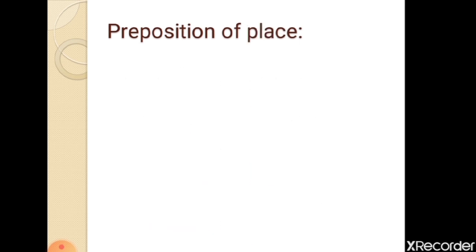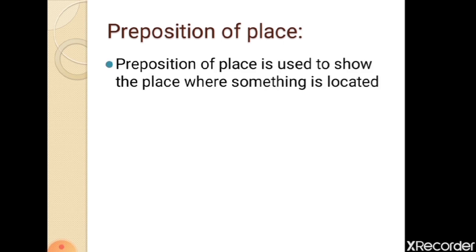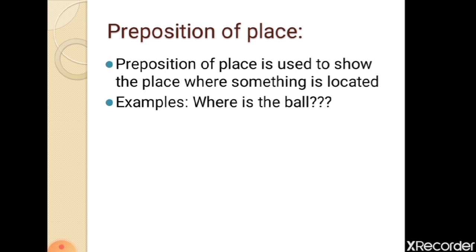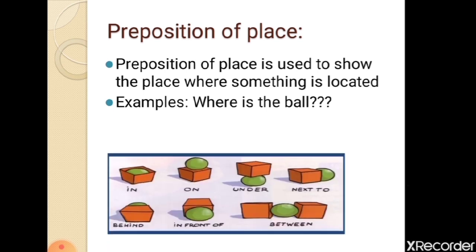Next one is a preposition of place. Preposition of place is used to show the place where something is located. So where an event happened, ask this question and you will get the answer, and that is a preposition of place. So now see, where is the ball?